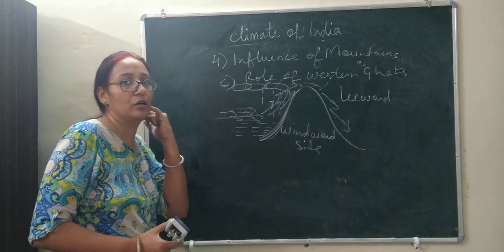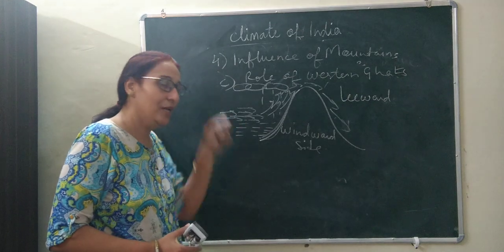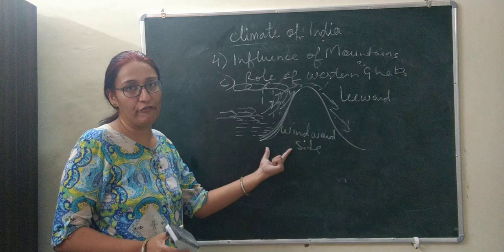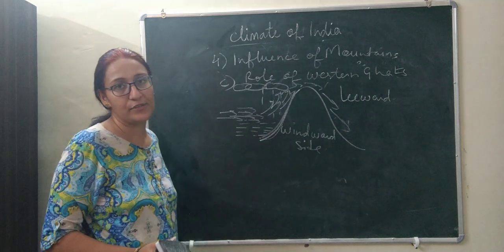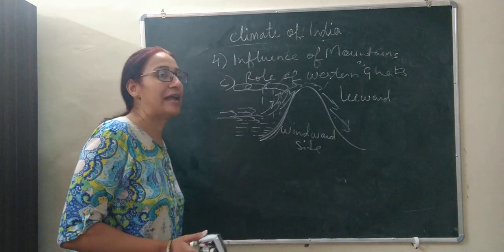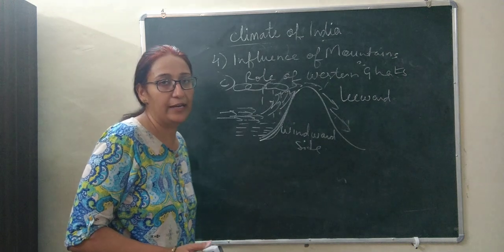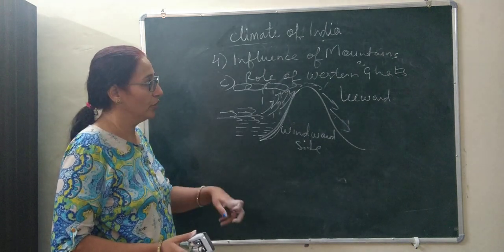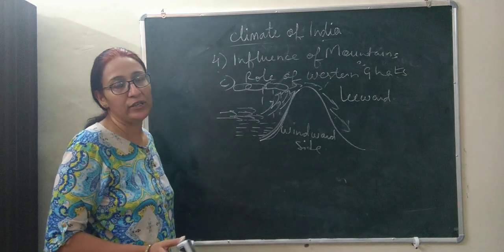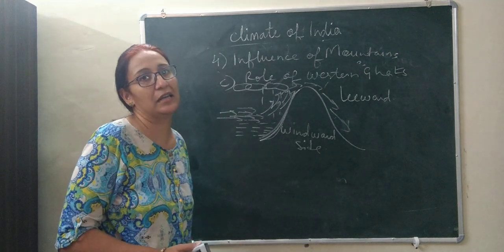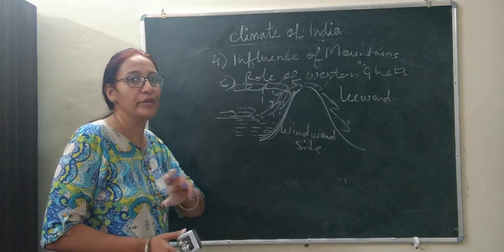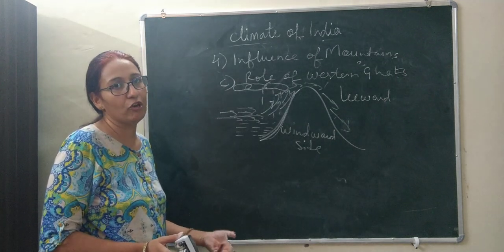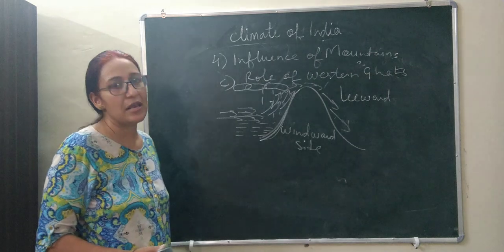Same in the case of the previous diagram, the western coastal plain lies on the windward side of Western Ghat, that's why it receives heavy rainfall. Deccan Plateau lies on the leeward side of the Western Ghat, and receives less rainfall. So in this way, mountains affect the climate of India. Because of the presence of mountain, one side receives heavy rainfall, other side receives less rainfall.